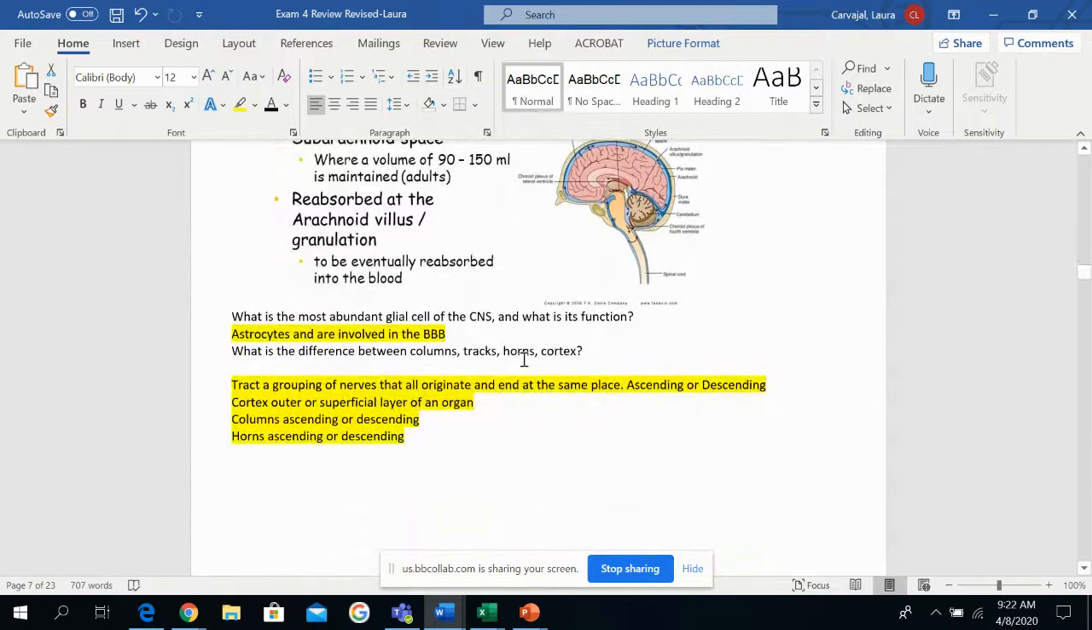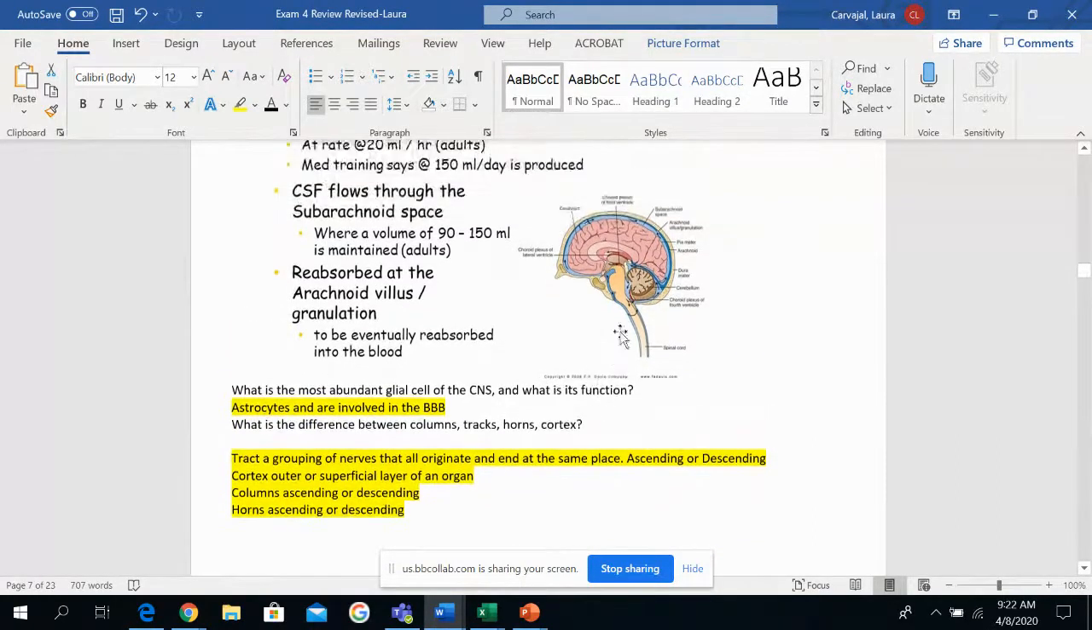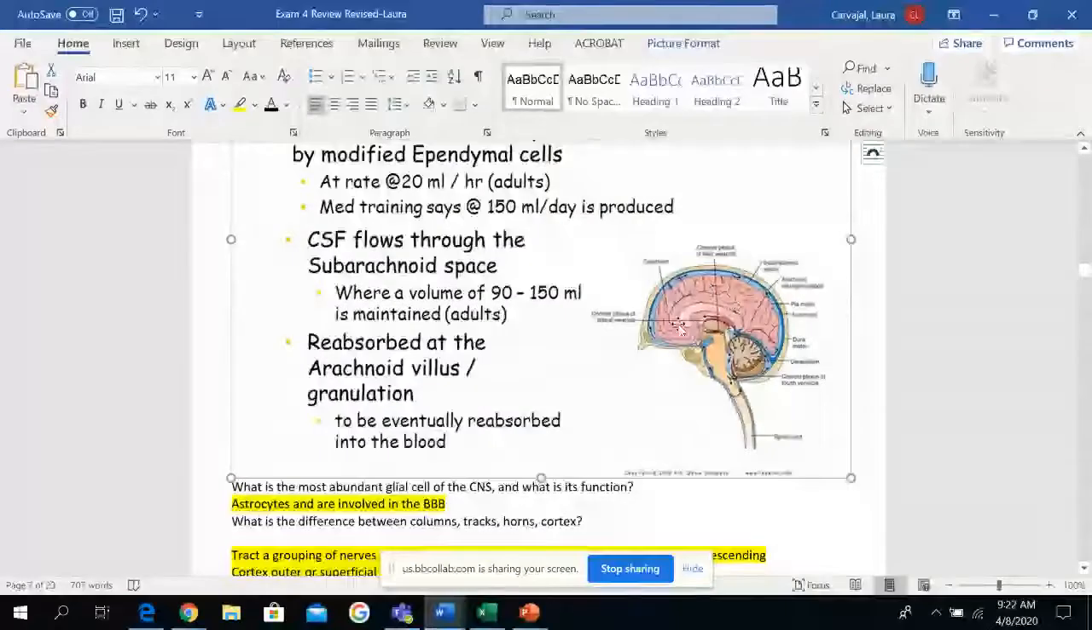What is the most abundant glial cell of the CNS and what is its function? The astrocytes are the most abundant cell in your CNS, and they are involved in the blood-brain barrier. Basically, that blood-brain barrier is the thing that keeps a lot of people that OD or get close to ODing alive. That blood-brain barrier is very highly selective for nutrients and ions that are able to come in and out of the brain.